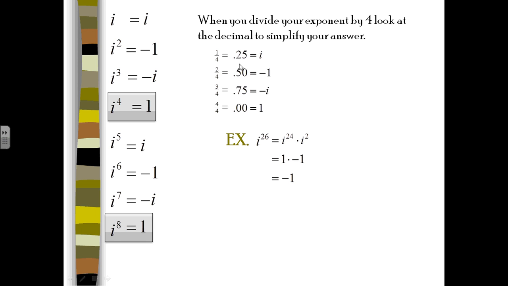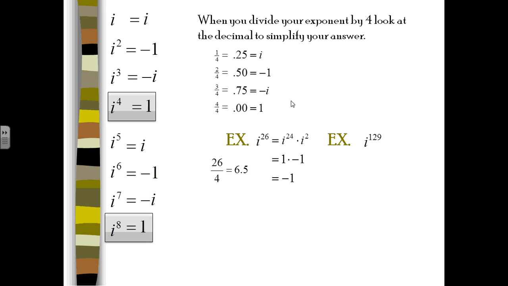But if you're doing this on the calculator and you want to look at the decimals here, 26 divided by 4 is 6.5. So if you strip off the 6, because the 6 is just going to give us that 1, since that was the multiple of 4, it's the 0.5 that we're looking for, the remainder that was left over. So 0.5 was the same as 2/4, right? So it's going to be the negative 1 for the answer. So that's how easy it is. You can just look at the decimal here, remember this pattern, and know what the answer will be.